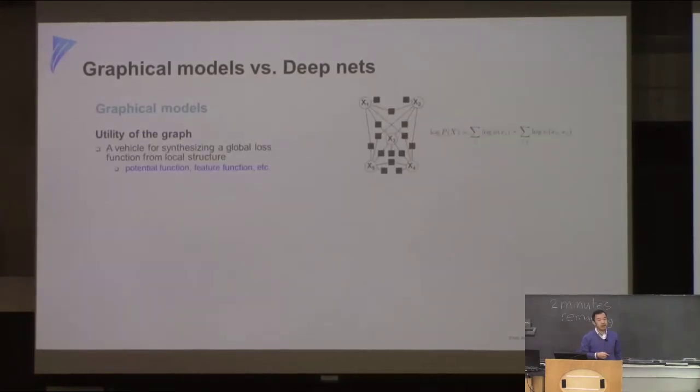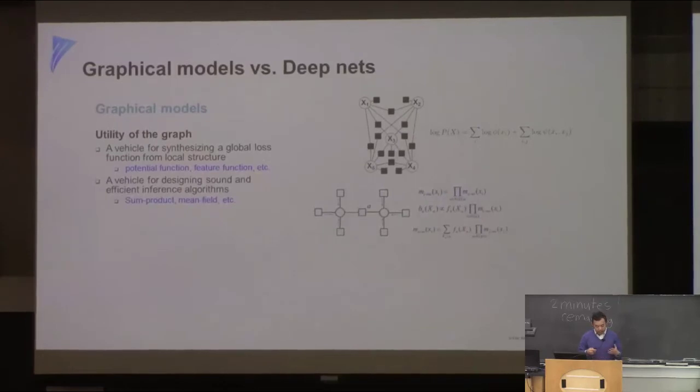So what's the utility of these two types of technique? As I just mentioned, you can probably already guess to a great extent how they are used differently, right? In the graphical model literature, the graph is first of all a vehicle for synthesizing the global loss based on knowledge, right? You have a global loss, which is likelihood, for example, or regression or whatever, and then this graph can help you define potential functions, local conditional distributions, and so forth. And then you use either the Hammersley-Clifford theorem or the factorization rule to bring them together into a global loss function.